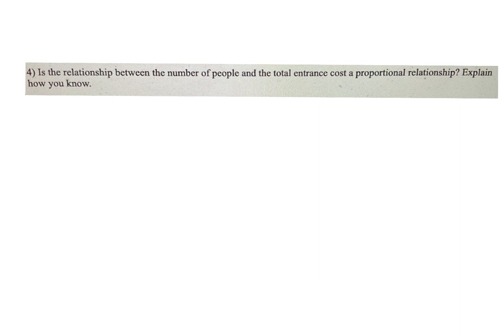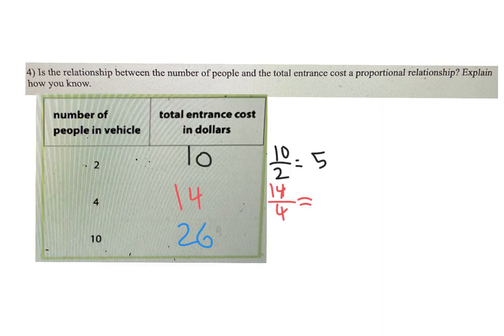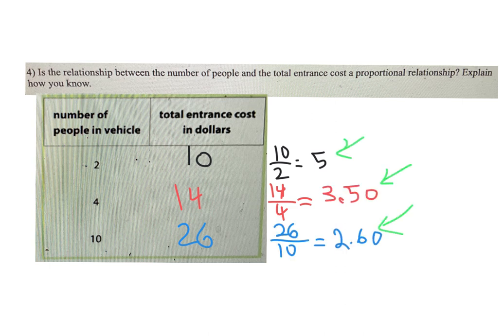Okay, for number 4, is the relationship between the number of people and the total entrance cost a proportional relationship? And it says, explain how you know. So as you can see, if we take the total entrance cost in dollars and we divide it by the number of people, we're always getting a different number. We get 5, we get $3.50, we're getting $2.60. There's no constant of proportionality. I can't multiply times 5 every single time and get the values on the other side of the table. 4 times 5 is not going to give us 14, so that didn't work. And 10 times 5 is not going to give us 26.